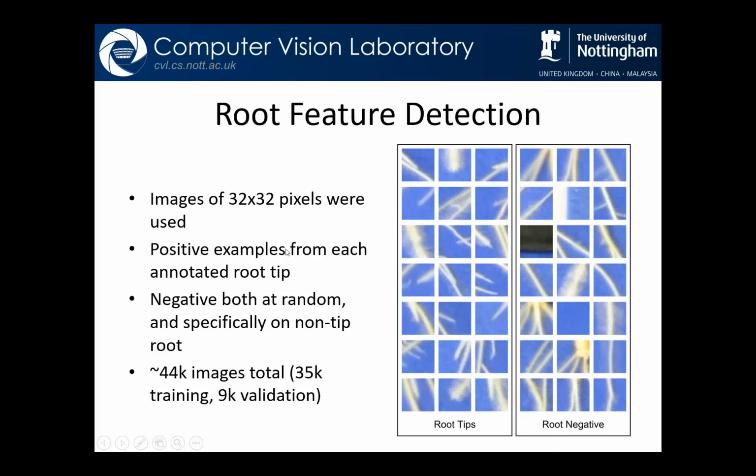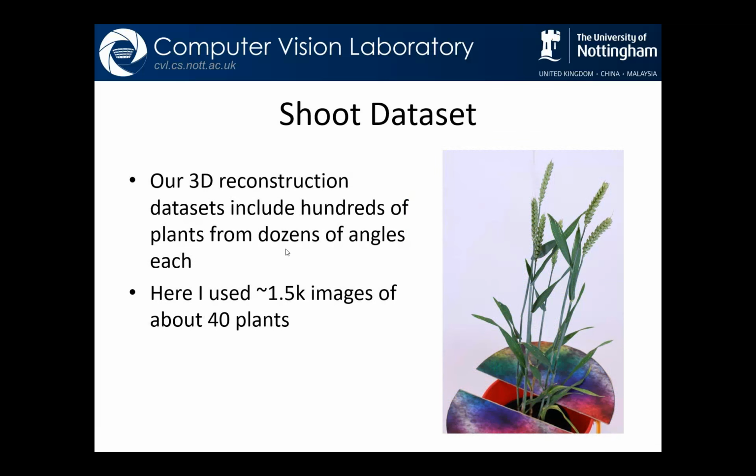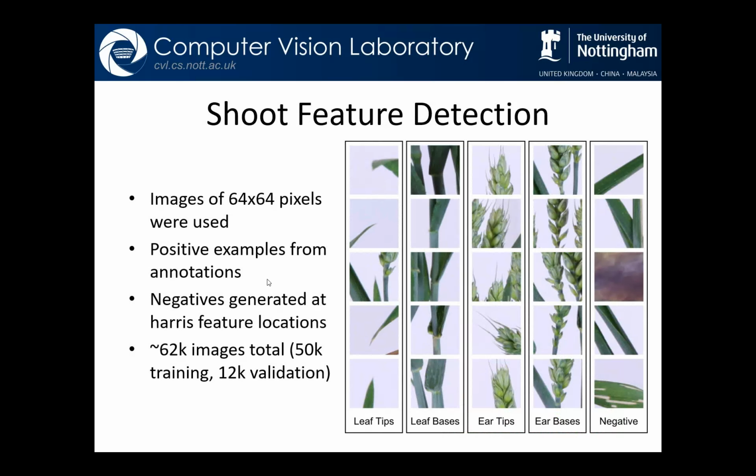I have another data set of shoots. So I also have done some multi-view reconstruction things in the past, and for that we have about 1,500 images of about 40 plants from different views. So this is just one sample view. This weird target down here is to do with our 3D reconstruction and is essentially not related to what I'm talking about today. I just thought I'd draw attention to it because it's a bit odd looking. So one of the very patient biologists I work with clicked on all the wheat ears and wheat leaf tips and so on in these images over a few days, and then basically sent me all the annotations. And I used that to produce a very similar data set for shoots.